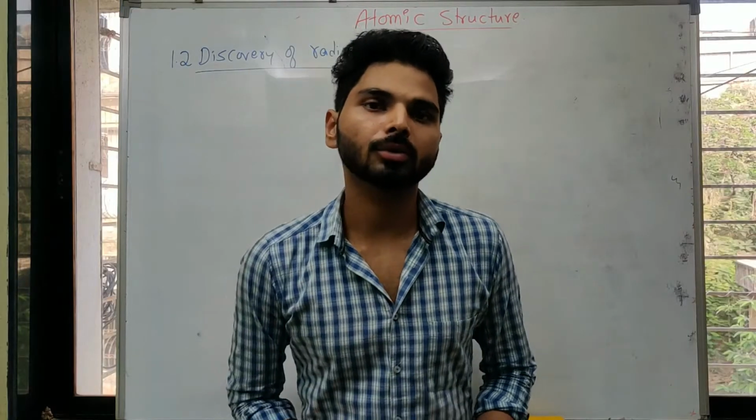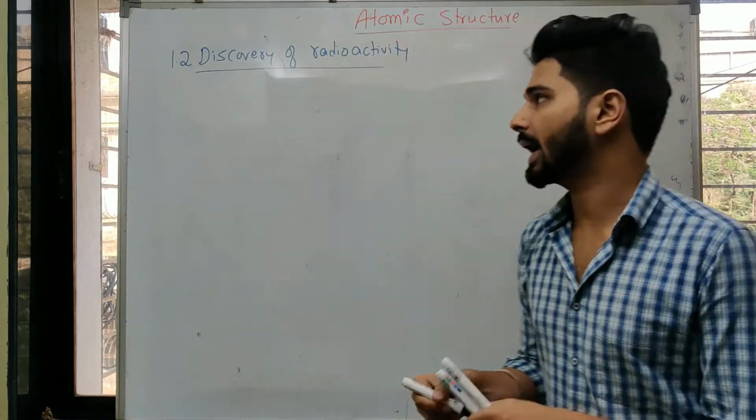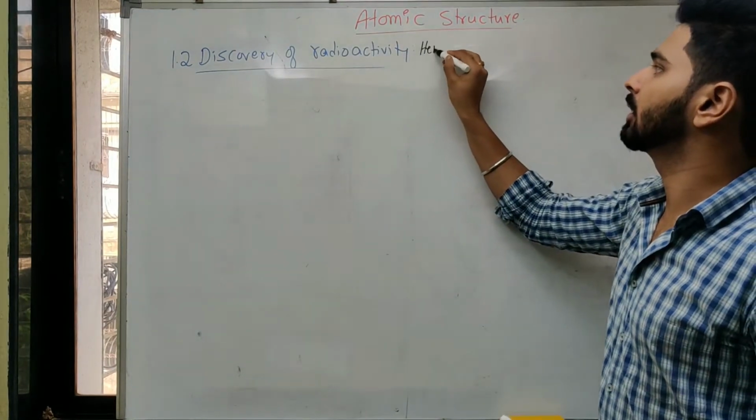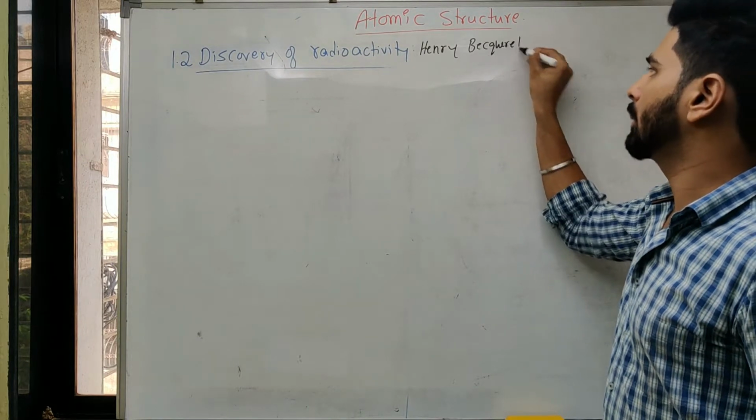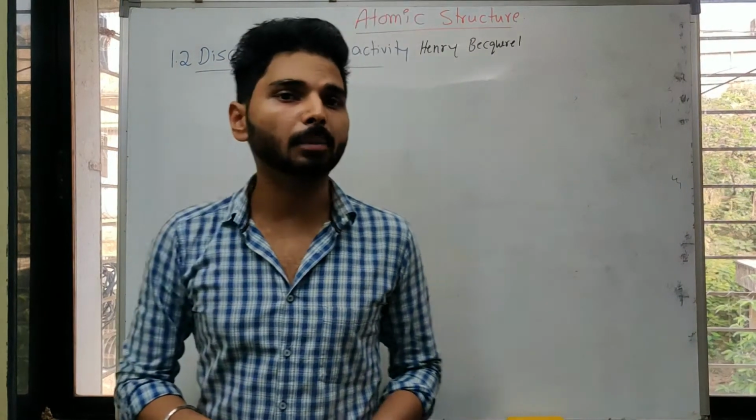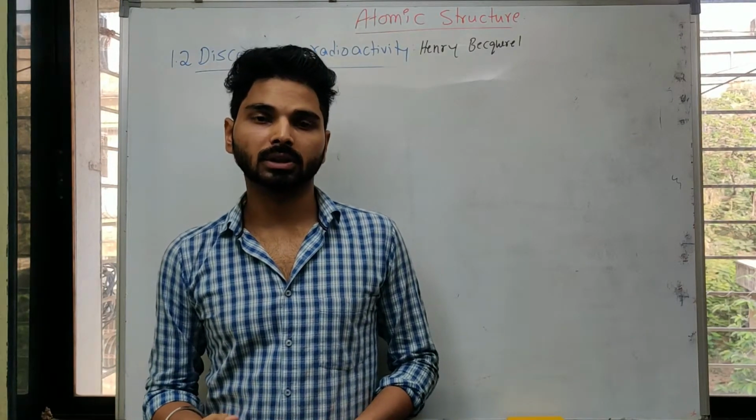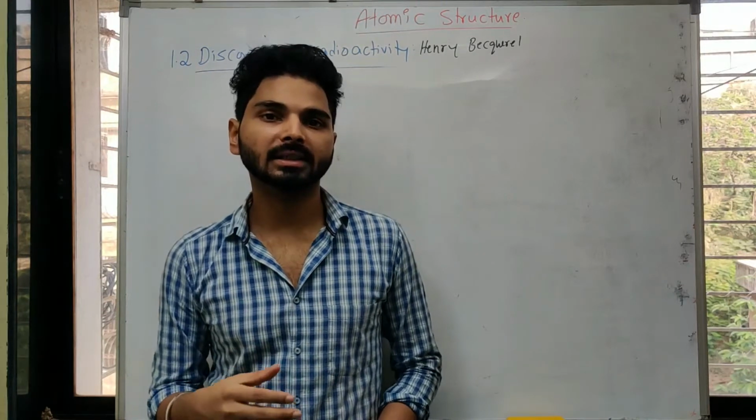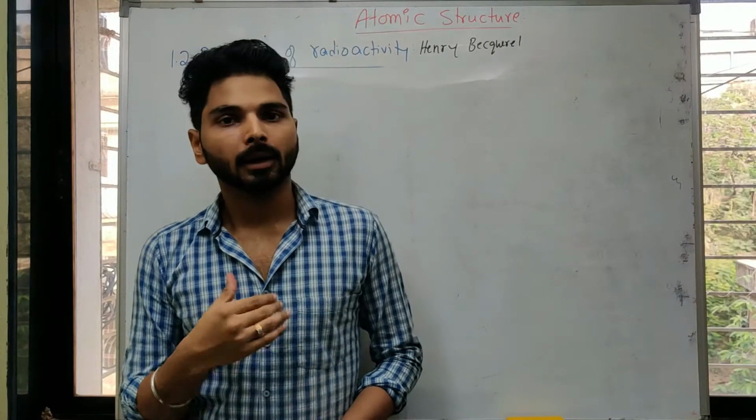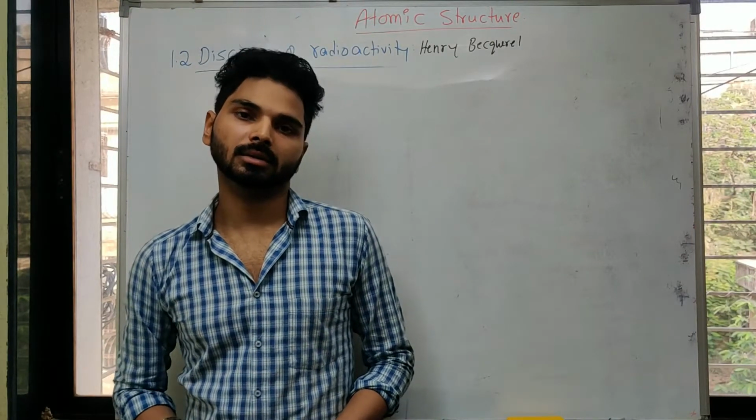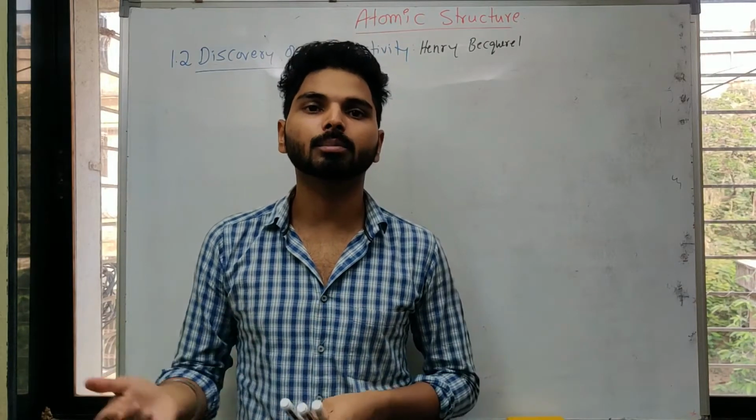Now let us move to the discovery of radioactivity, discovered by Henry Becquerel. Why do we use this here? Because this discovery helped Rutherford to understand the atom to a further extent. This is like how Michael Faraday's CRT was used by J.J. Thomson. Similarly, this discovery helped Rutherford to understand his model. So that's how the atomic model improved.